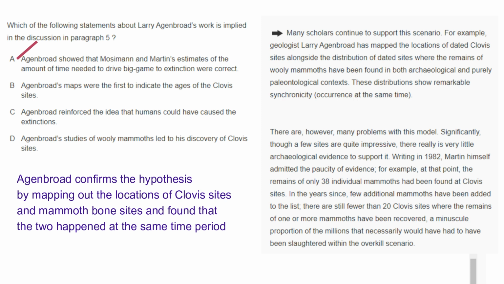B. Agenbrode's maps were the first to indicate the ages of the Clovis sites. No such remark is mentioned. C. Agenbrode reinforced the idea that humans could have caused the extinctions. C is what we are looking for and is the answer. D. Agenbrode's studies of woolly mammoths led to his discovery of Clovis sites. No mention, so the answer is C.